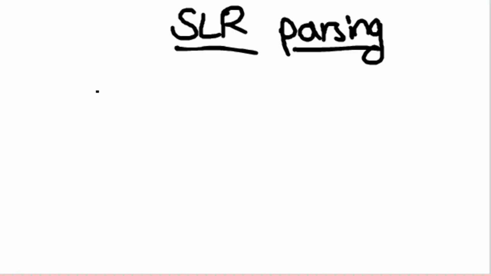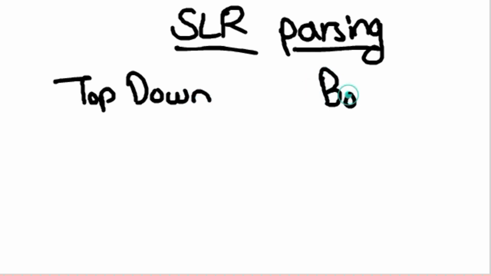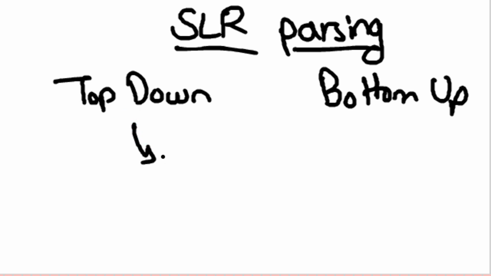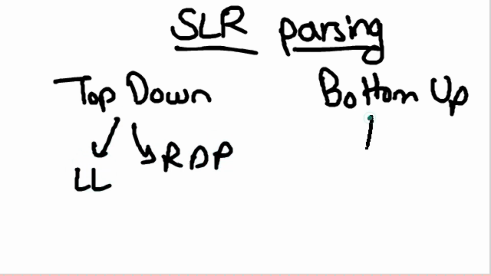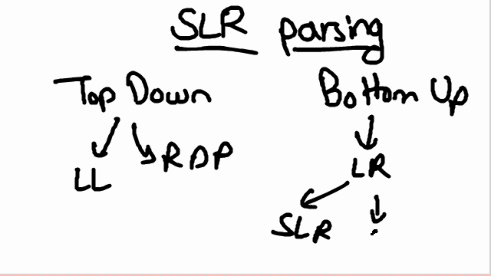Now, what is SLR1 parsing? So we have top-down parsing and we have bottom-up parsing. A top-down parser is one which starts from the top, goes down to the bottom. Bottom-up parser goes from bottom to up. Top-down parsing has examples like RDP and LL1 and LL parser. Bottom-up parser has examples like LR parser, which consists of SLR and CLR. So this is what we are going to learn today: SLR parsing, which is a type of bottom-up parser.